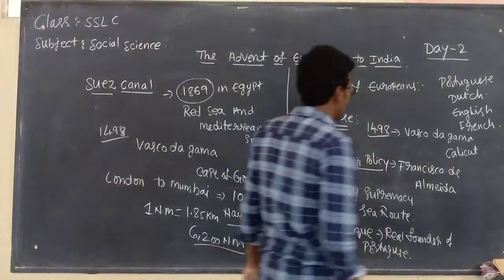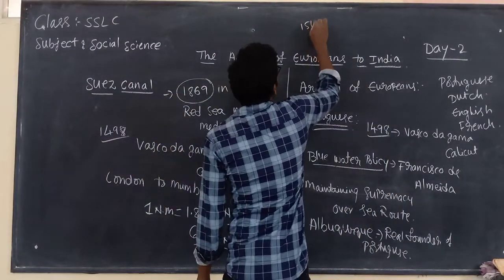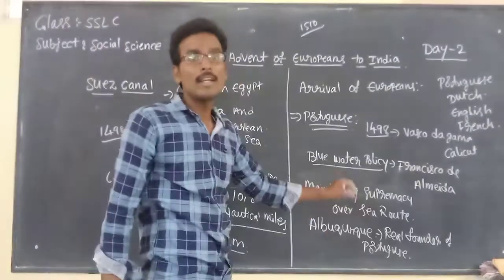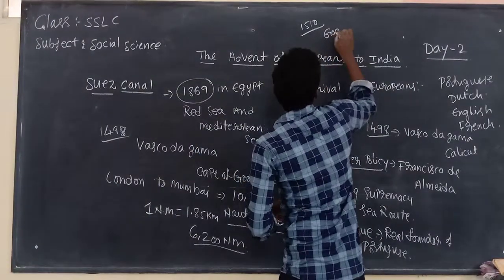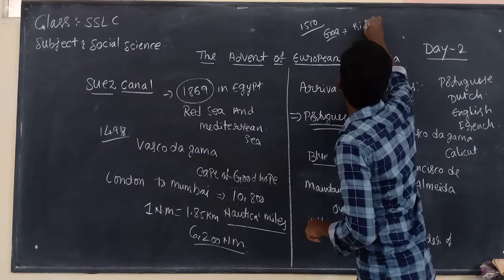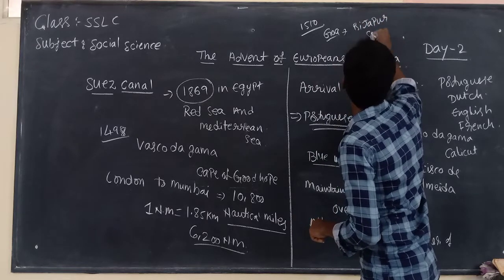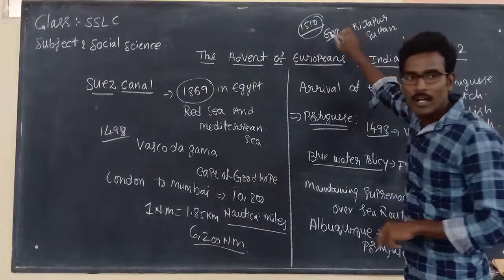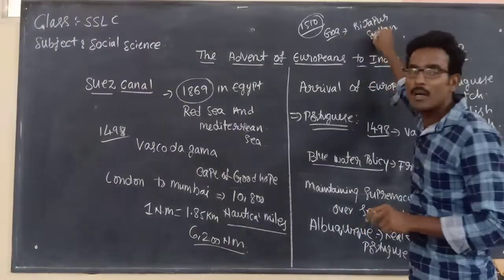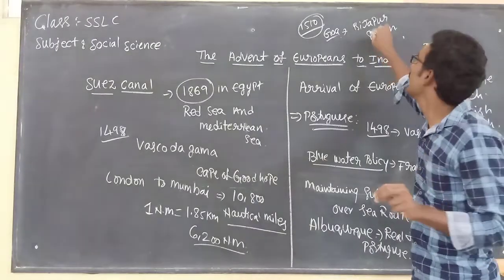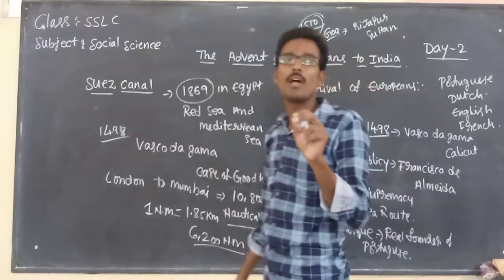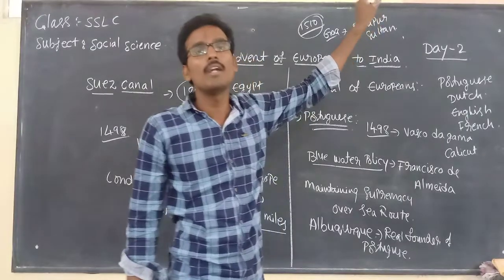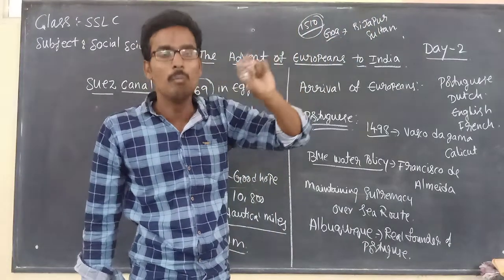In the year 1510, Albuquerque captured Goa from the Bijapur Sultan. That is the reason he is considered the real founder of the Portuguese in India. After that, Goa became one of the important administrative centers of the Portuguese in India.